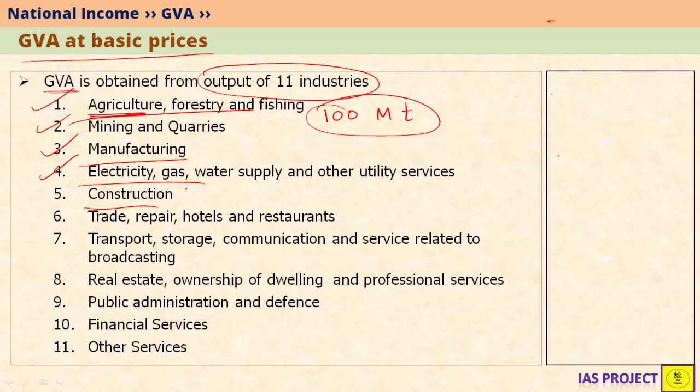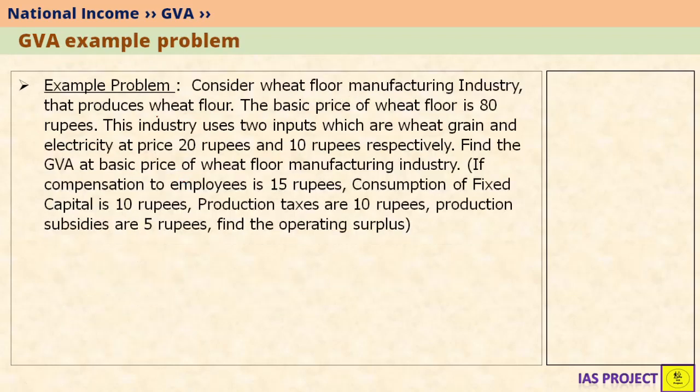Let's understand this concept with an example. Let's look at the example problem for understanding concepts of GVA. It says: consider a wheat flour manufacturing industry that produces wheat flour. The basic price of wheat flour is 80 rupees. This industry uses two inputs, which are nothing but wheat grain and electricity, whose basic prices are given here, 20 and 10 rupees respectively. Now the question is, find the GVA at basic price of the wheat flour manufacturing industry.